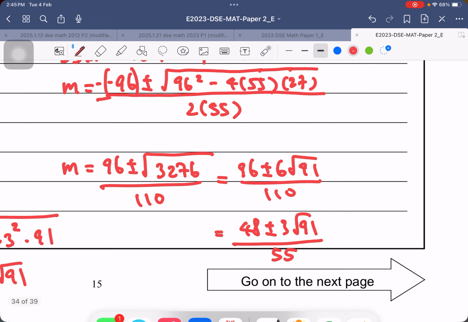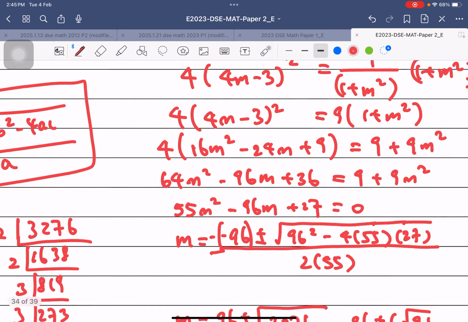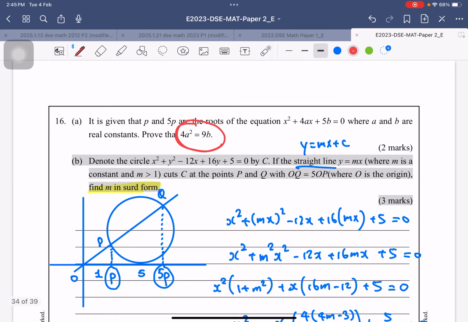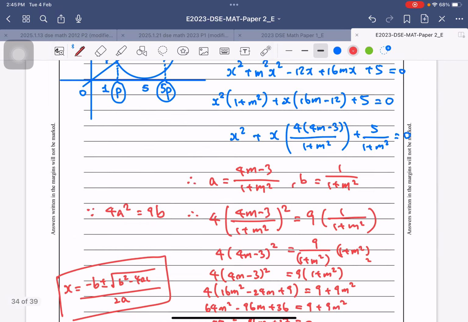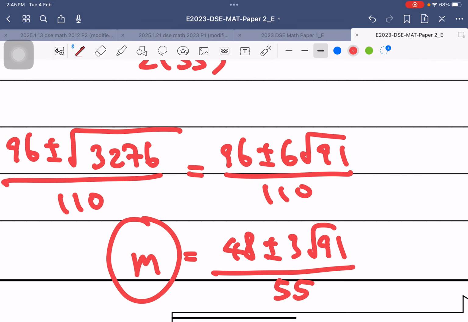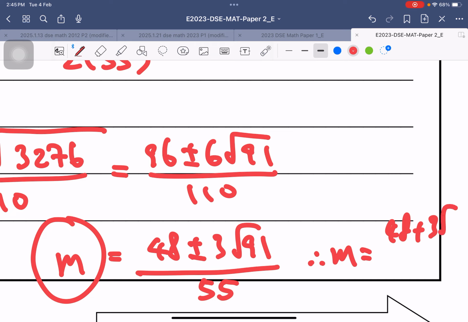So you have plus or minus, so you need to reject one. And this is m, isn't it? Remember m should be greater than 1. So if you do the minus, it must be smaller than 1. So the answer is m is equal to 48 plus 3 square root of 91 divided by 55. Okay?